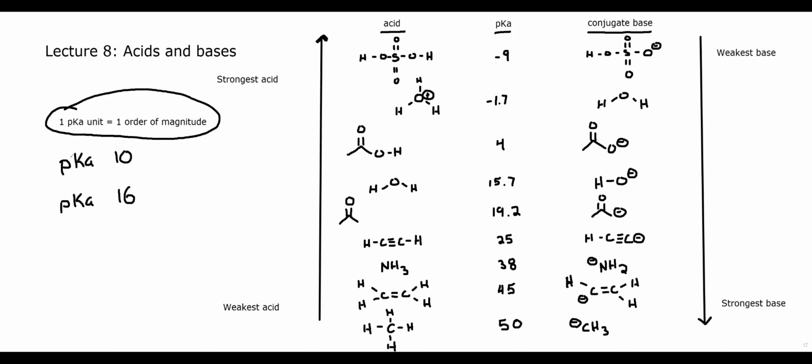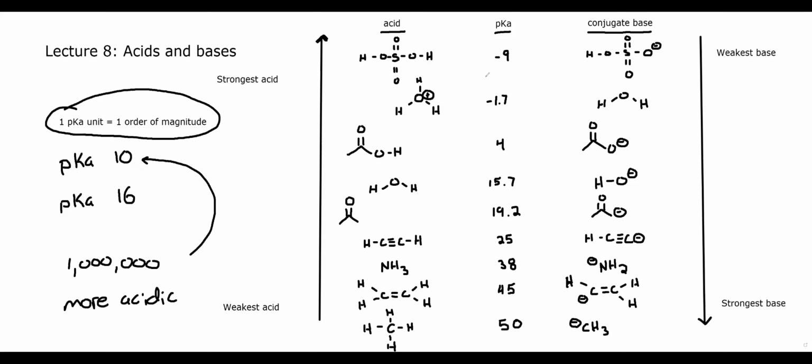So one pKa unit is one order of magnitude difference. That means if we compare something that has a pKa of 10 and a pKa of 16, that means that this pKa of 10 here is 1 million times more acidic. Okay? It's 6 pKa units lower, right? 10 compared to 16. And each pKa unit is an order of magnitude difference. Therefore, something with a pKa of 10 is 1 million times more acidic than something with a pKa of 16. Okay? Just to give you a frame of reference.